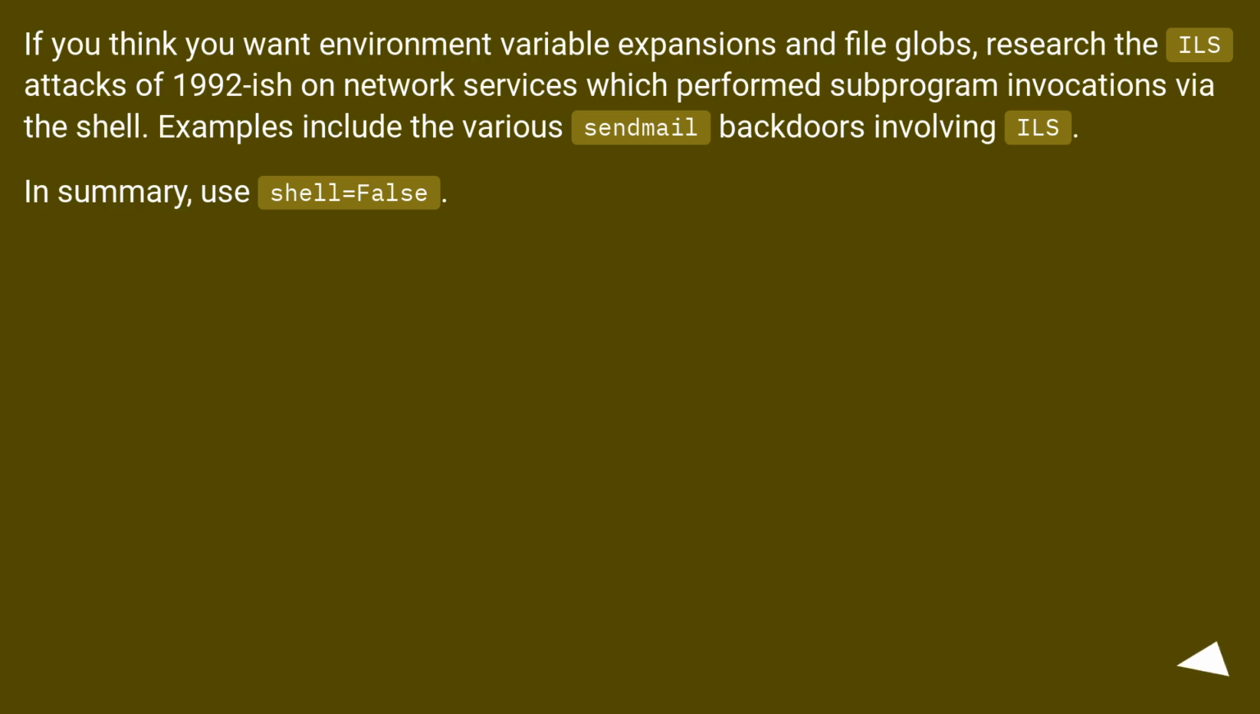If you think you want environment variable expansions and file globs, research the IFS attacks of 1992-ish on network services which perform subprogram invocations via the shell. Examples include the various Sendmail backdoors involving IFS. In summary, use shell=False.